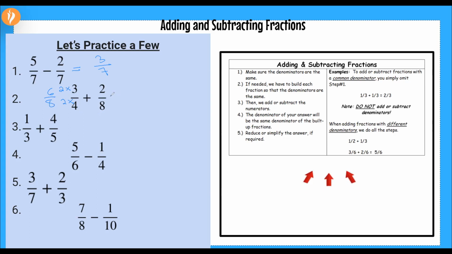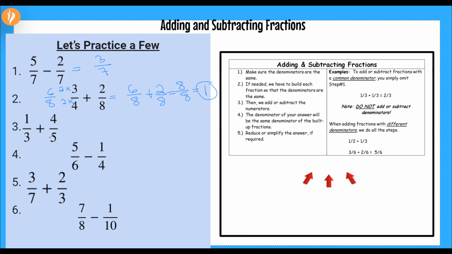So now we have common denominators. So we're changing 3/4 into 6/8. And we're going to add our second fraction of 2/8. Now we have common denominators. Our denominator is an 8. 6 plus 2 is 8. And the last thing we do is simplify. So 8 divided by 8 is 1. That's our final answer.